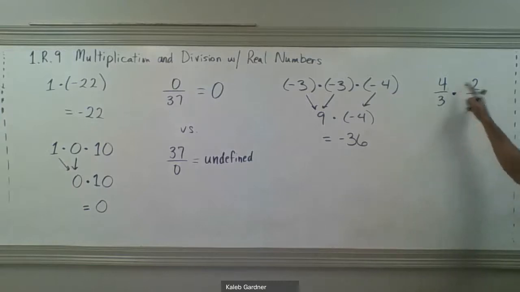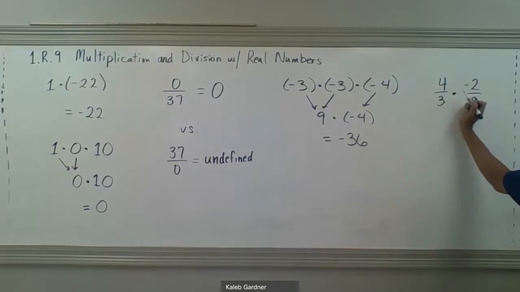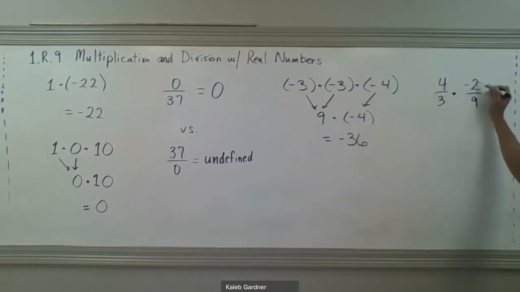Well, okay, let's look at it. First thing that I would want to do, and we talked about this when we talked about our multiplication and division of fractions, but I'm going to remind you, I want to try to reduce. 4 does not reduce with 3. 4 also does not reduce with 9. 2 does not reduce with either 3 or 9. So we just multiply straight across.